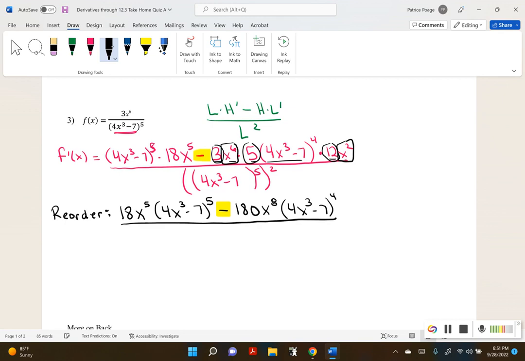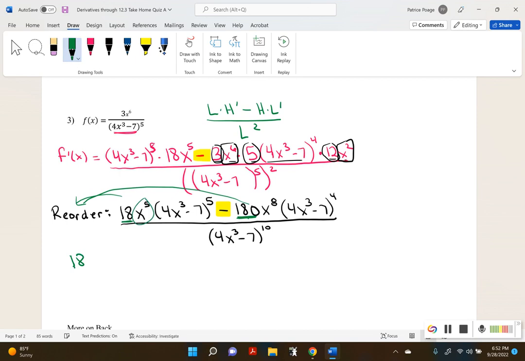And in the denominator, power to a power, you multiply. So this is going to be 4x cubed minus 7 to the 10th power. So that's just my reorder step, so I can kind of see things a little bit more clearly. So then looking at this left to right on both sides of the subtraction sign, I have 18 and 180. The largest number that I could pull out of both of those would be 18.